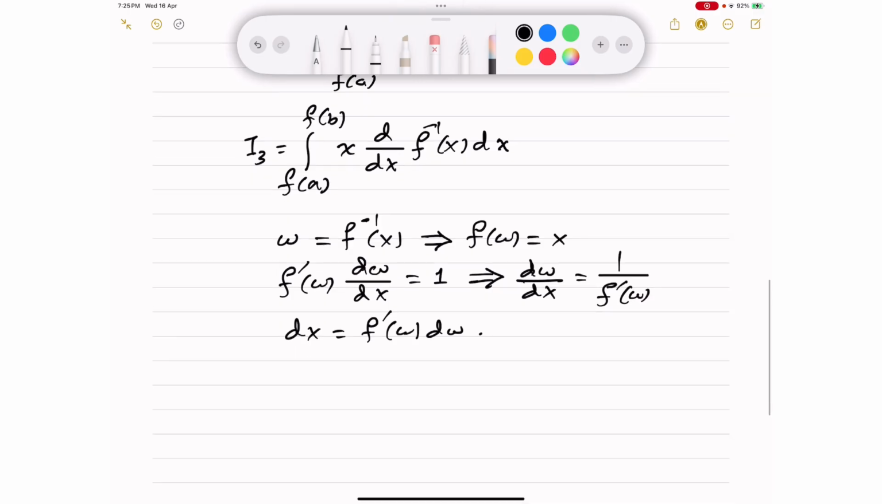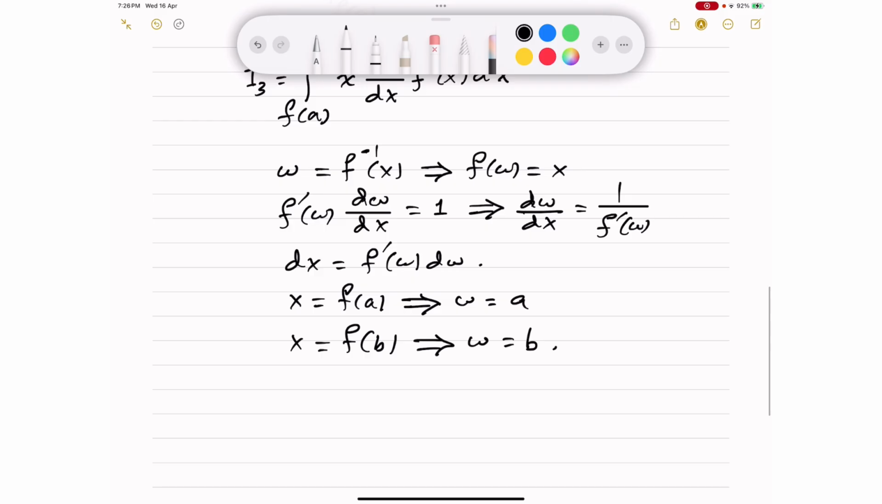Okay, now let's see how the limits would change with this particular substitution. Now x, the lower limit is f of a, so let's see how that would change. That makes w equal to f inverse of f of a, which is simply a. And when x is equal to f of b, then w would become f inverse of f of b, which is nothing but b. So with that, I3 becomes what?